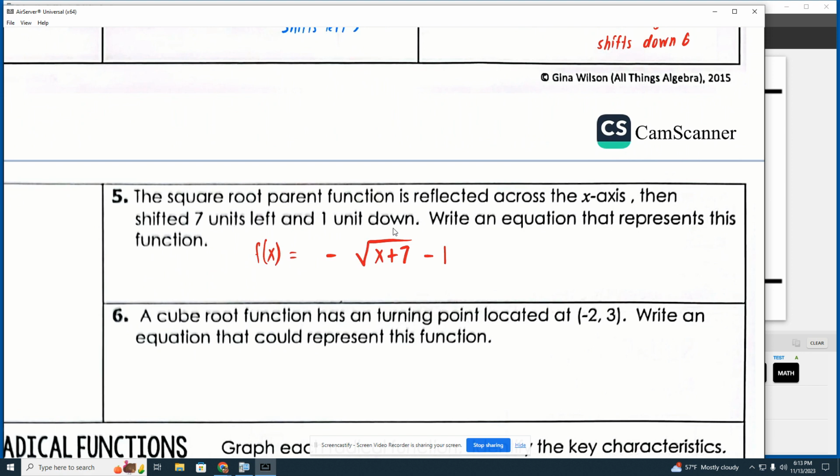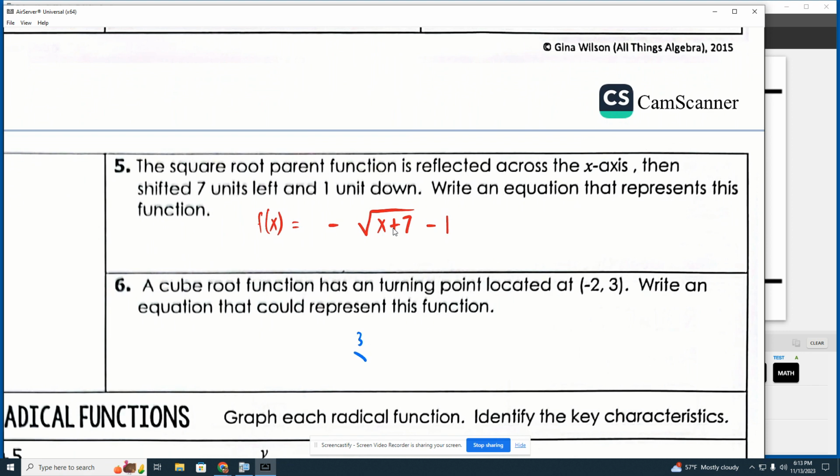Okay, look at the next one. It says cube root function. So I know I'm dealing with the cube root of x. Let's see all the stuff. It says that it has a turning point located at (-2, +3). Remember, that's h. Okay, that's your horizontal shift. Remember how that works? If it's a -2, what will it actually look like in here? +2. And if that k looks positive, remember, it will be the same out here, so +3. And is there anything else? Nope, that's it. So there's my function. So hopefully you guys understand transformations.